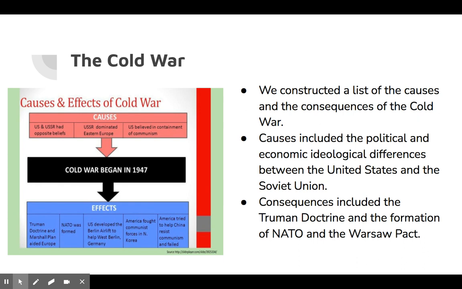We also had a reading section on the Cold War. We constructed a list of the causes and consequences of the Cold War. Causes included things like the political and economic ideological differences between the United States and Soviet Union. And the consequences included things like the Truman Doctrine and the formation of NATO in Western Europe and the Warsaw Pact in Eastern Europe.